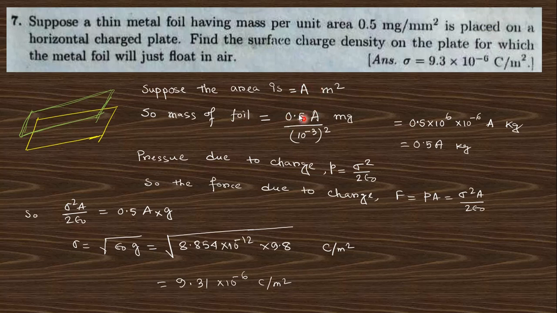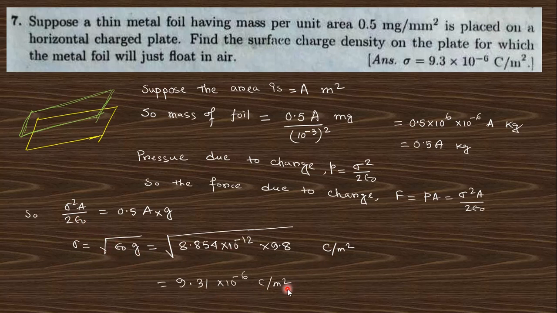Mass per area is 0.5 milligram per millimeter square. If you multiply by the area you will get this mass, and just change the milligram into kg and millimeter into meter, you will get this expression. So putting in this value you will get sigma equals root under epsilon naught g.